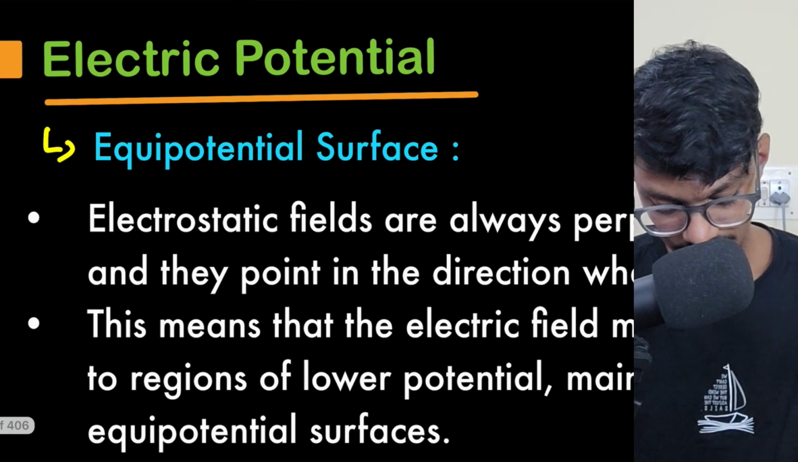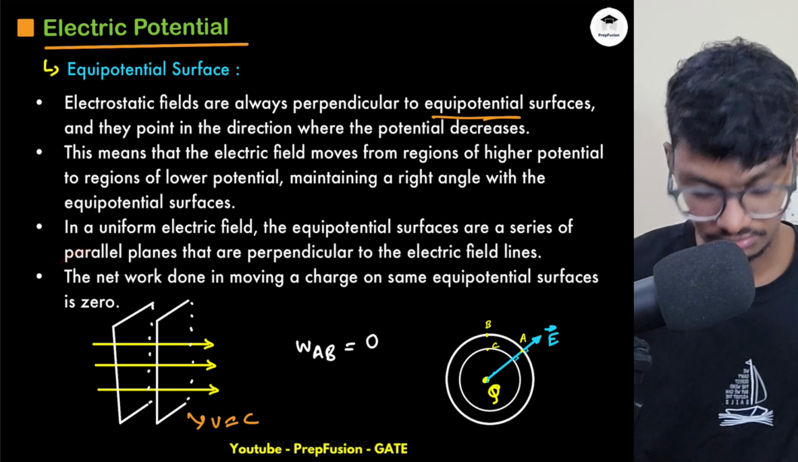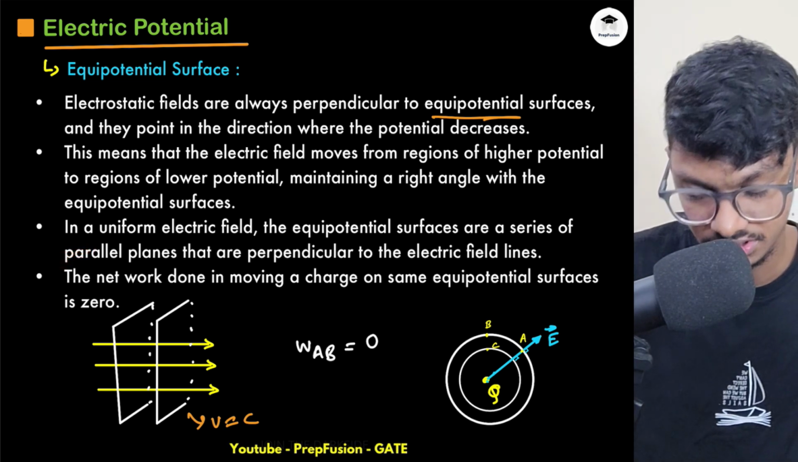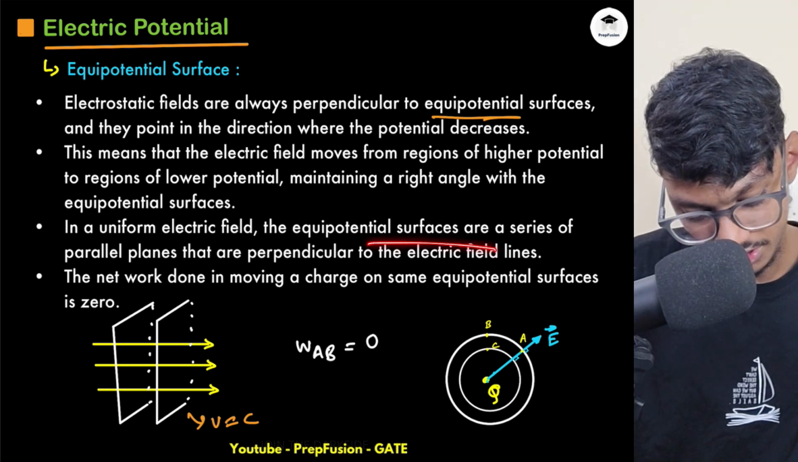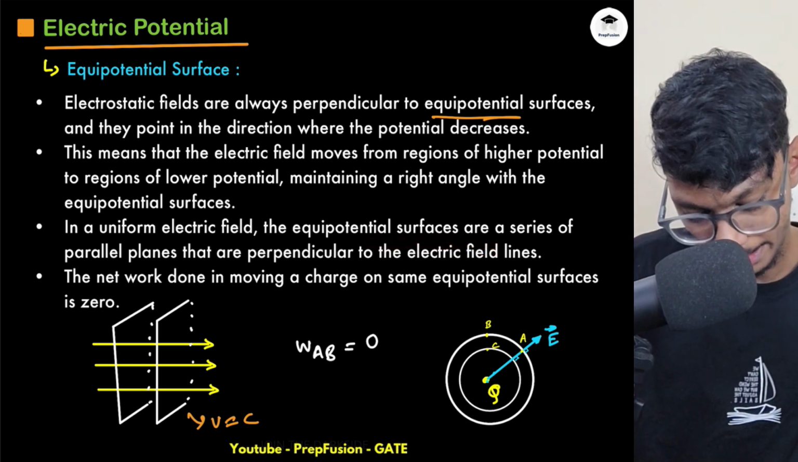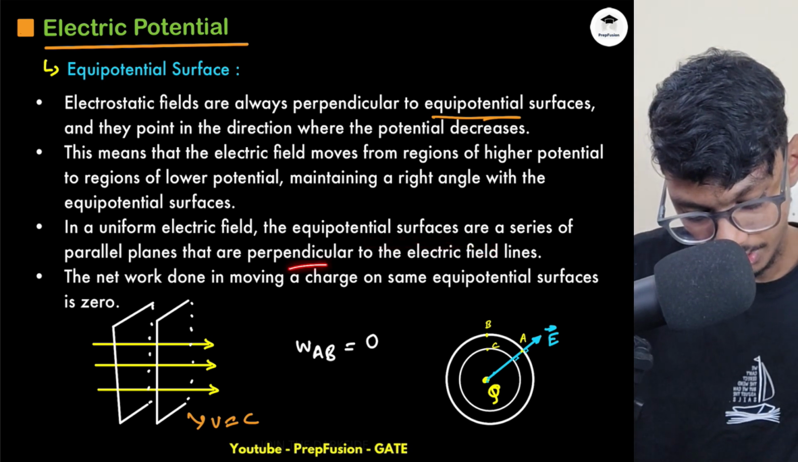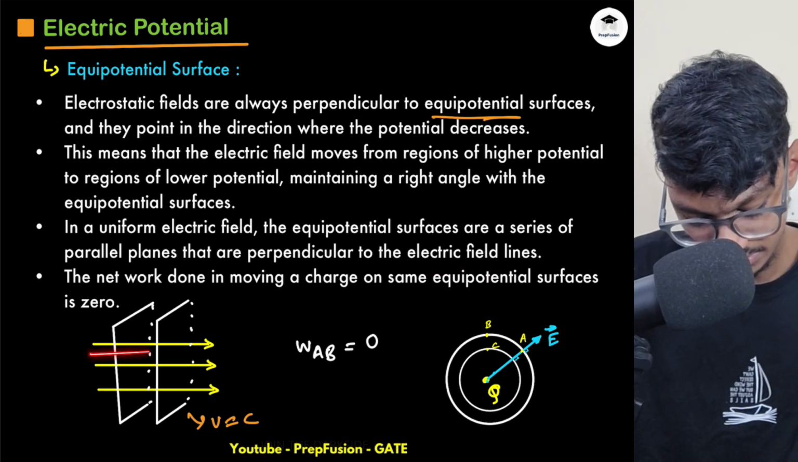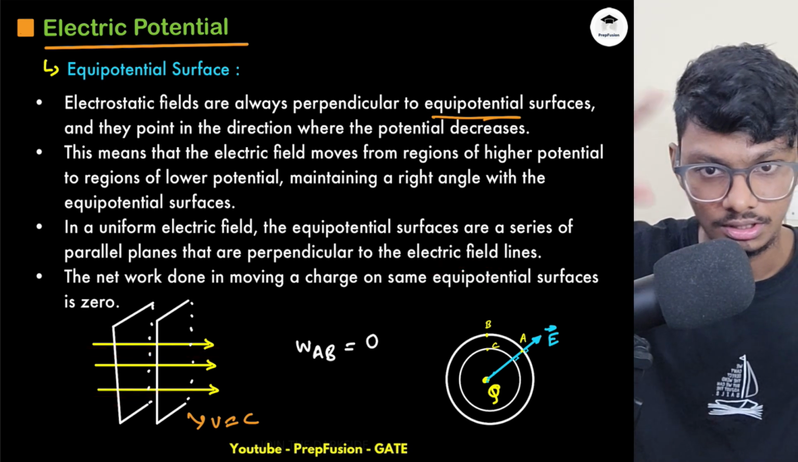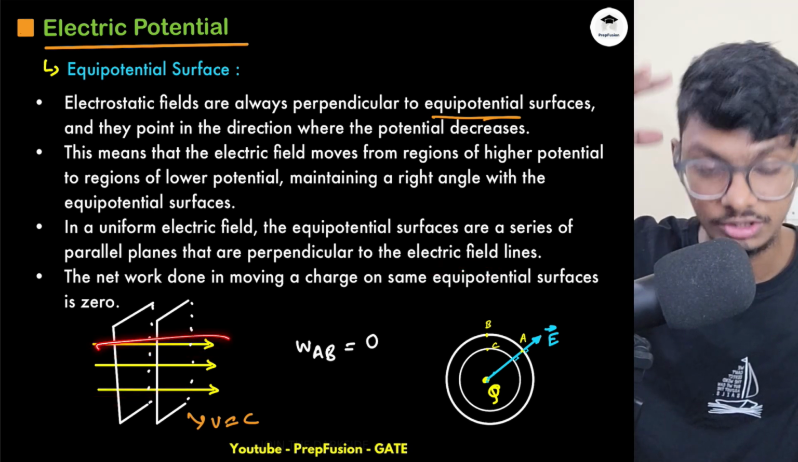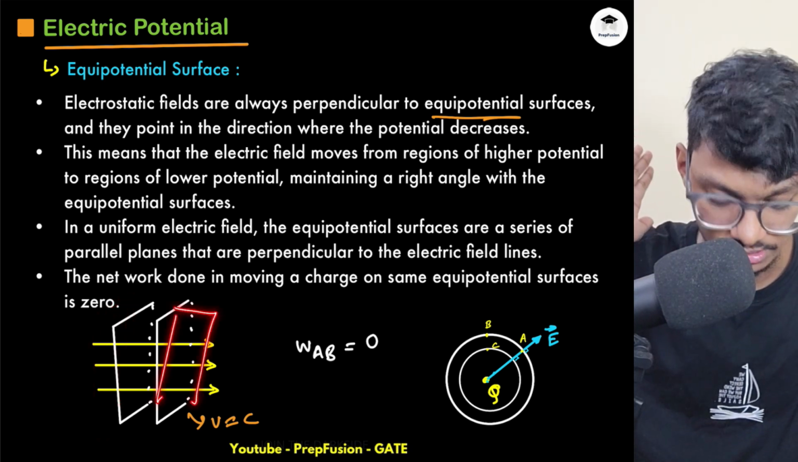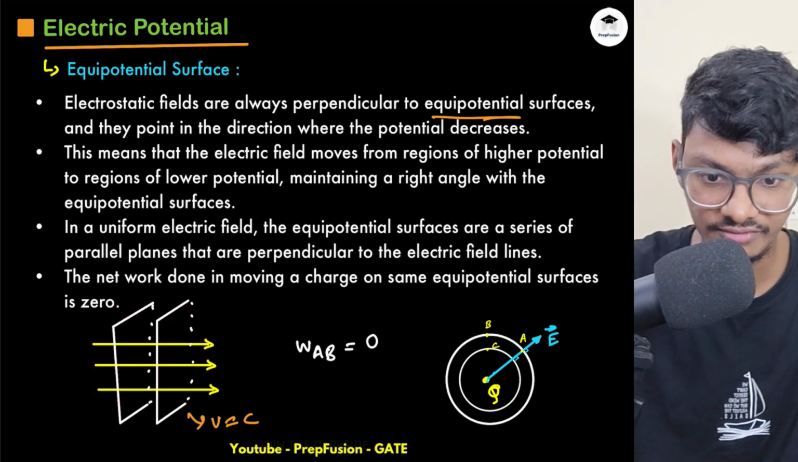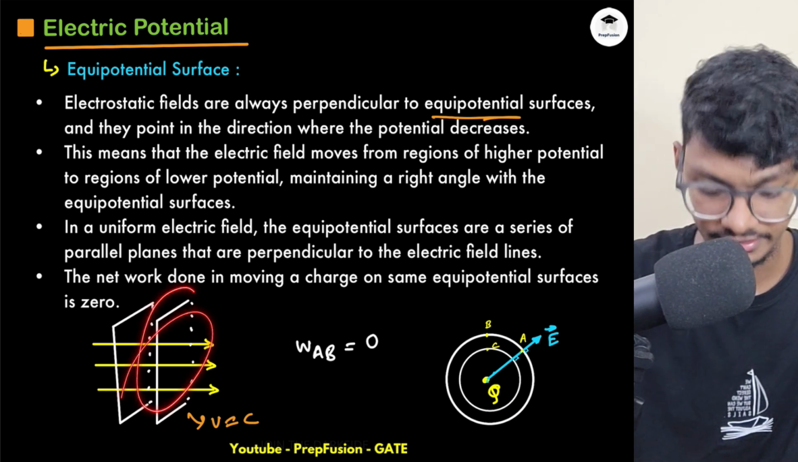Okay, so exactly that is what is written over here in summary. Whatever the previous point was, it is just concluding everything. In a uniform electric field, the equipotential surfaces are a series of parallel planes that are perpendicular to the electric field lines. So if there is a uniform electric field, the equipotential surfaces will just be simple planes whose area vectors are parallel to the electric field.